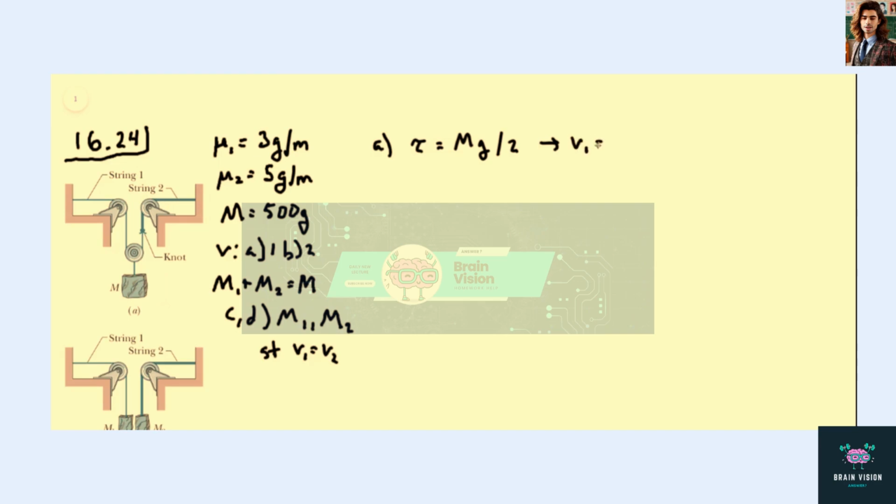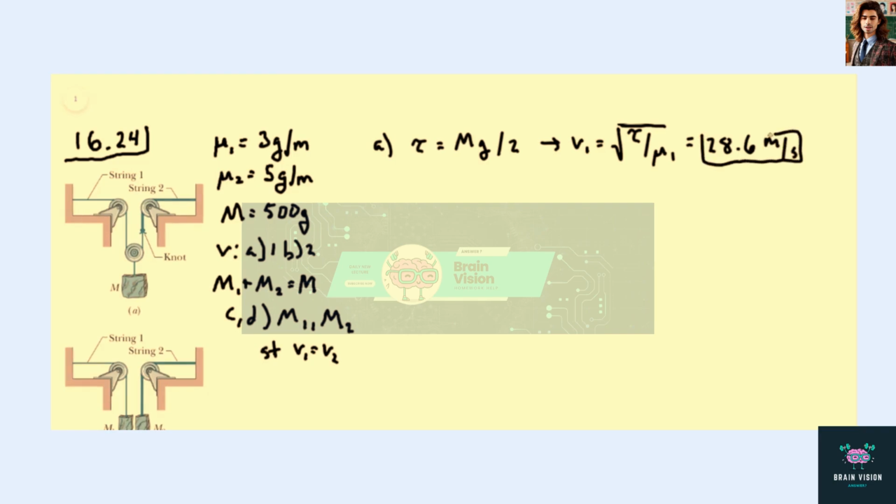So the speed in string 1 is going to be the square root of the tension divided by mu1. So that will be 28.6 meters per second. These are all given in grams, so just remember to convert those to kilograms if you want to come up with a number that means anything in SI units.